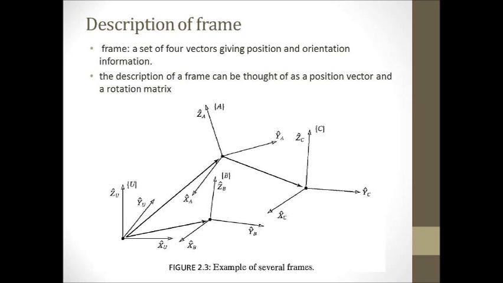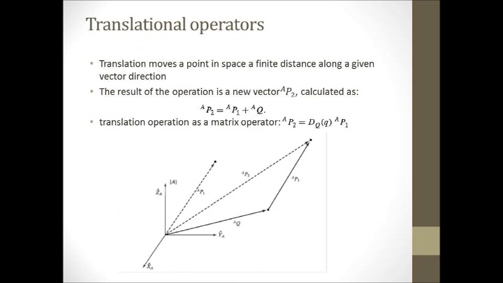A frame is depicted by 3 arrows representing unit vectors defining the principal axes of the frame. An arrow representing a vector is drawn from one origin to another. This vector represents the position of the origin at the head of the arrow in terms of the frame at the tail of the arrow. The direction of this locating arrow tells us, for example in figure 2.3, that C is known relative to A and not vice versa. Now let's talk about translational operators.